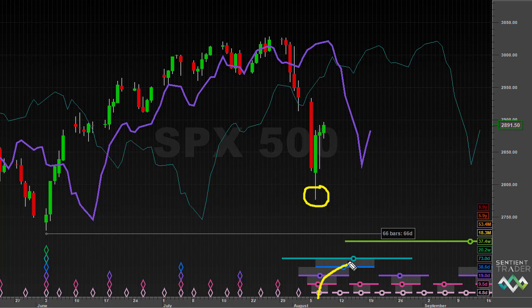Therefore, we would expect the 80-day cycle trough to occur slightly later rather than earlier. That's just an indication. It's not an absolute rule.